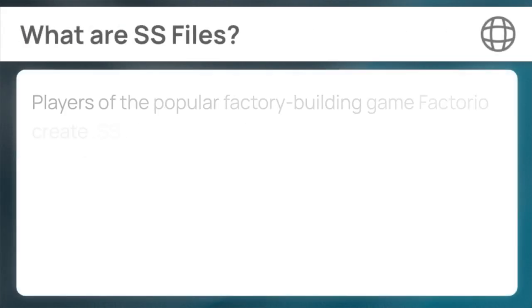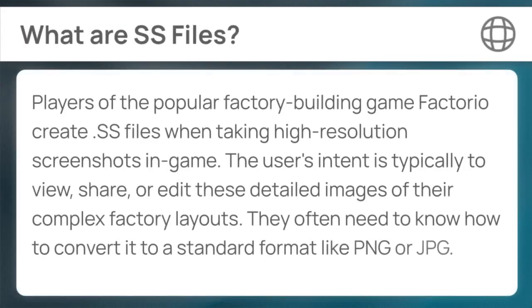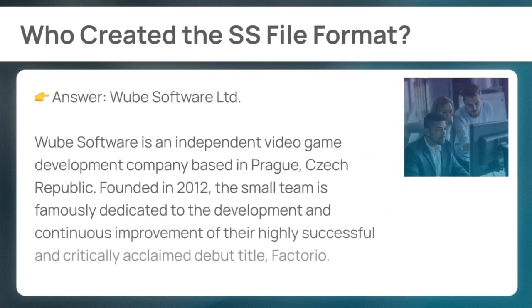Players of the popular factory building game Factorio create .ss files when taking high-resolution screenshots in-game. The user's intent is typically to view, share, or edit these detailed images of their complex factory layouts. They often need to know how to convert it to a standard format, like PNG or JPG.